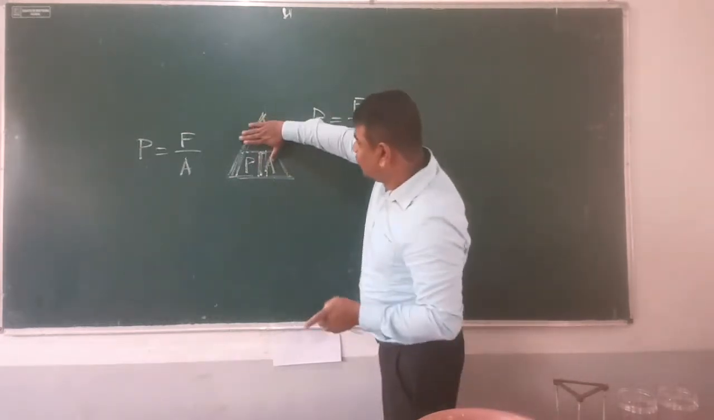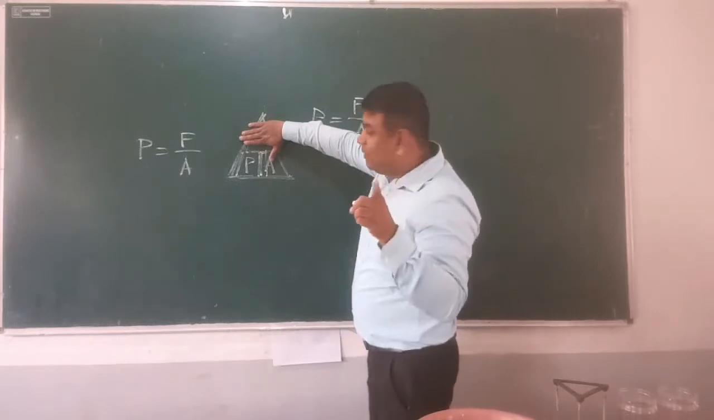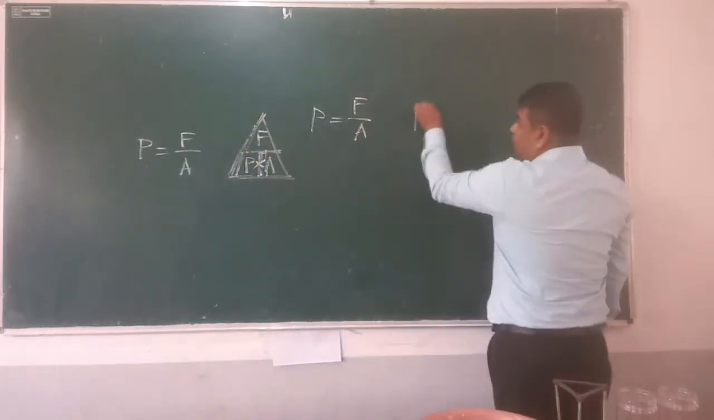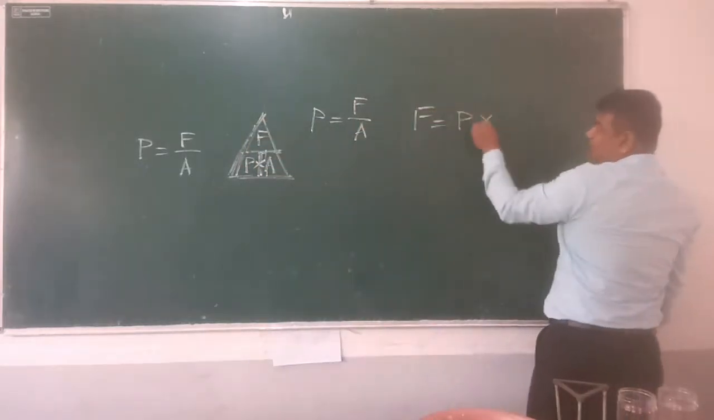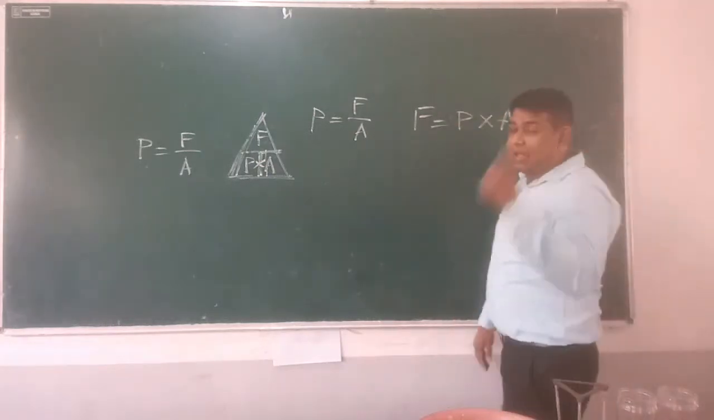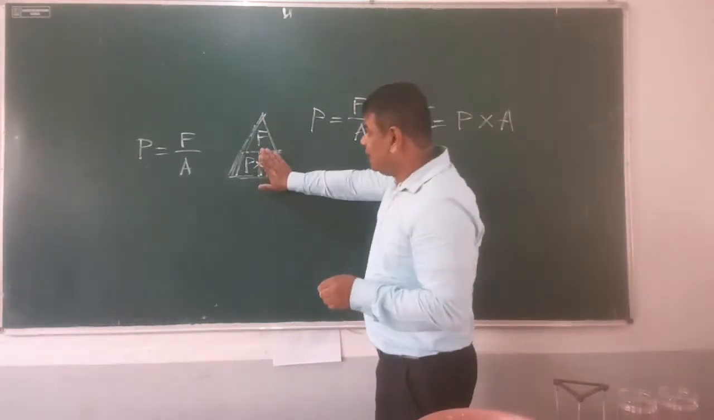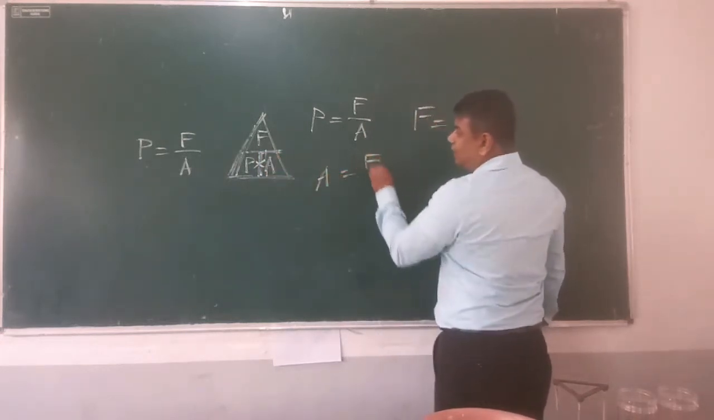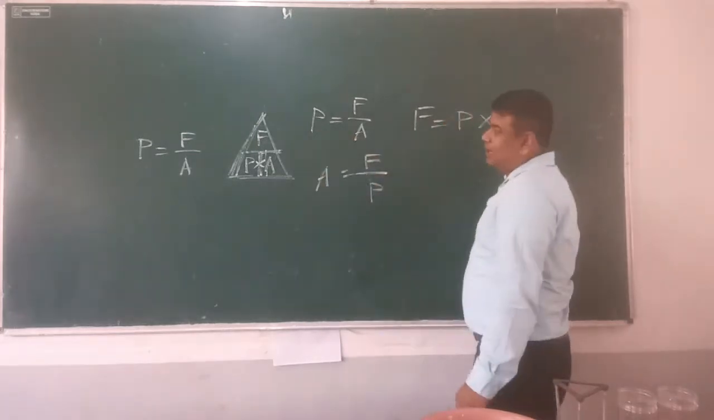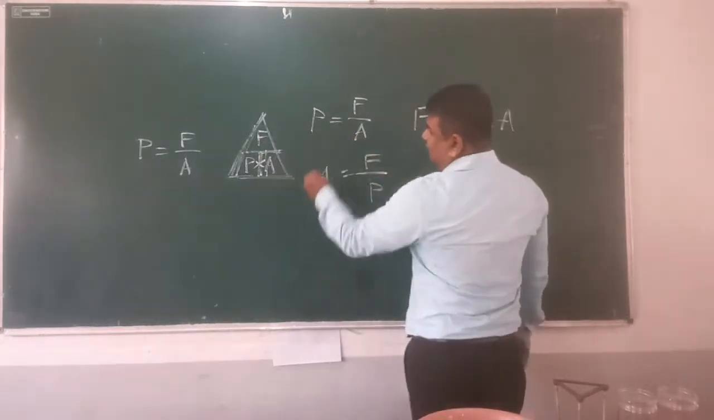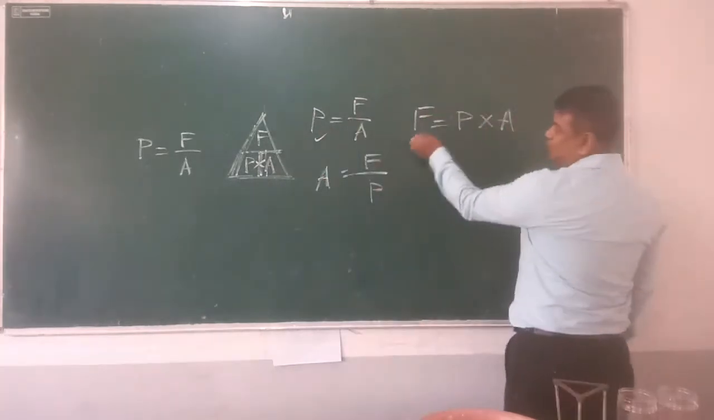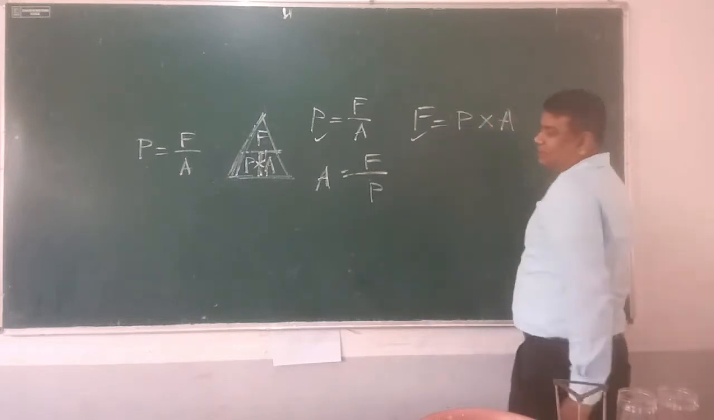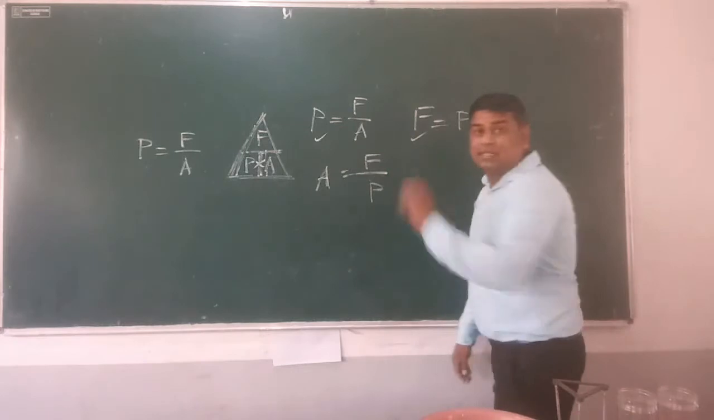Second, if you want to find force, it's an easy method. When you cover the force F, you can see P multiplied by A. Force equals pressure multiplied by the area. And if you want to make area the subject, you must cover A. Then area A equals F divided by P. If you want to find force, these two quantities are given. And if force and pressure are given, you can find area by this equation.